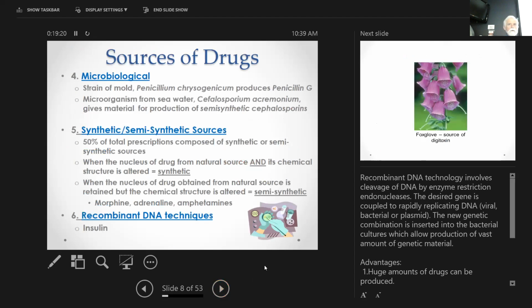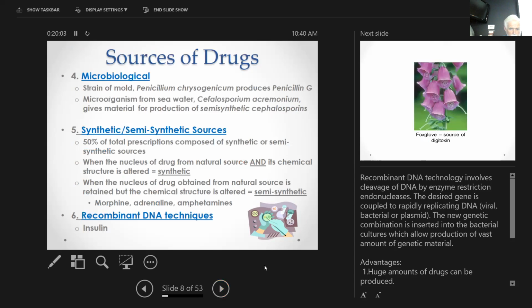Other sources of drugs, many of our antibiotics come from microorganisms, usually molds and fungi. The penicillin is not chemically synthesized. It's too complex and too delicate a molecule. So we isolate that from some specific strains of mold. Penicillium chrysogenum produces our oral form of penicillin, potassium penicillin G.